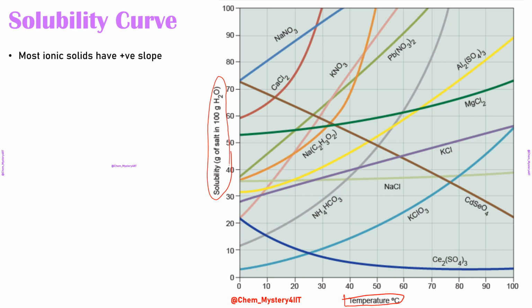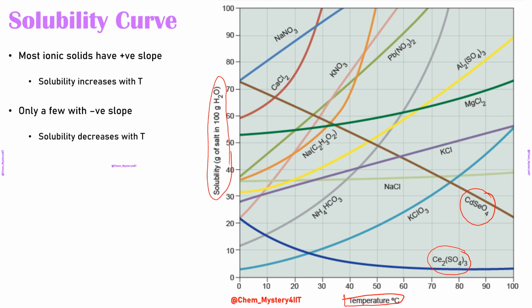So majority of the ionic compounds, except these two, cadmium selenate, cerium sulfate, and a few salts of calcium, like calcium nitrate, have the situation the other way around, where solubility is going to decrease with temperature. Majority of the compounds like sodium nitrate, cadmium chloride, potassium nitrate, magnesium chloride, potassium chloride, for most of these, solubility increases with temperature.